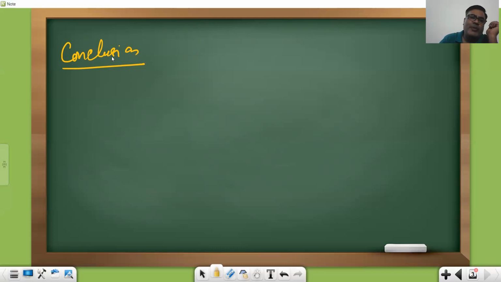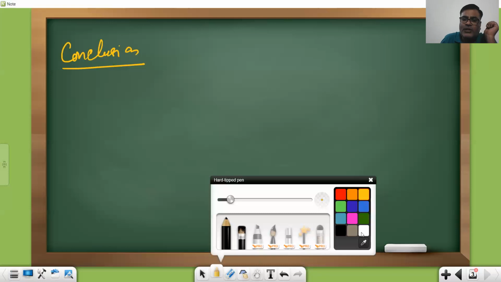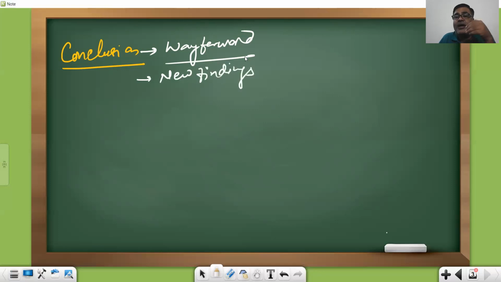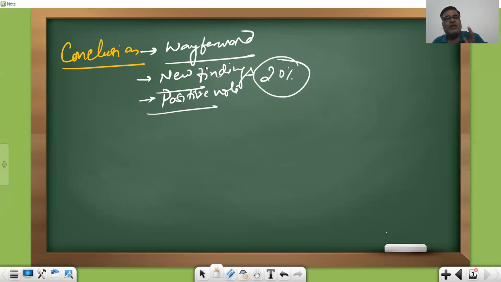So what should be in the conclusion? In the conclusion, you can give the way forward. Fine. You can talk about new findings which are related to that. You can leave your answer on a positive note. Fine. So these are the ways that way you should write. And once again, the conclusion should be less than 20% of the word limit the examiner has given to you.